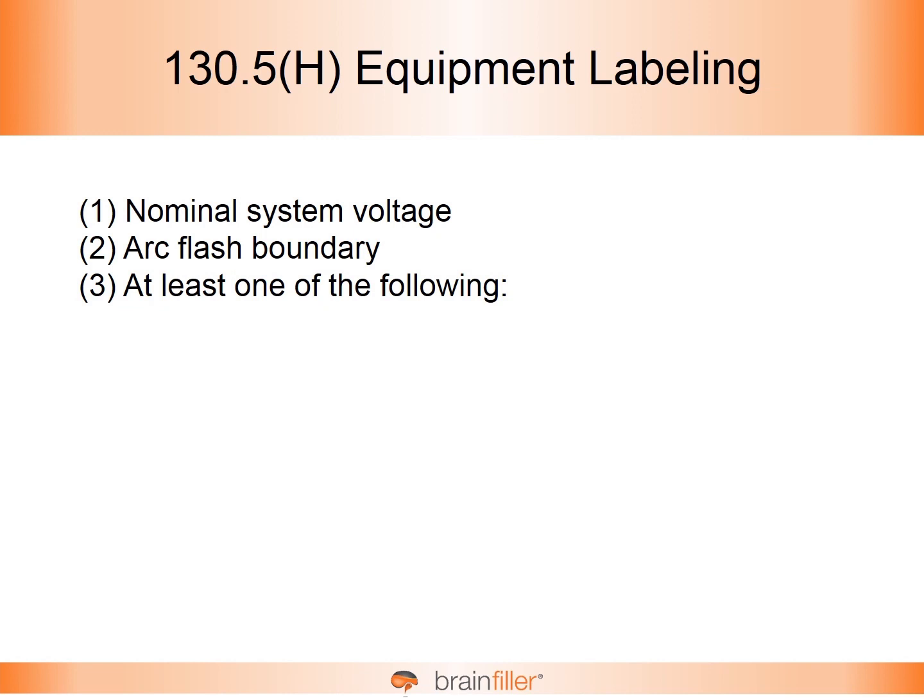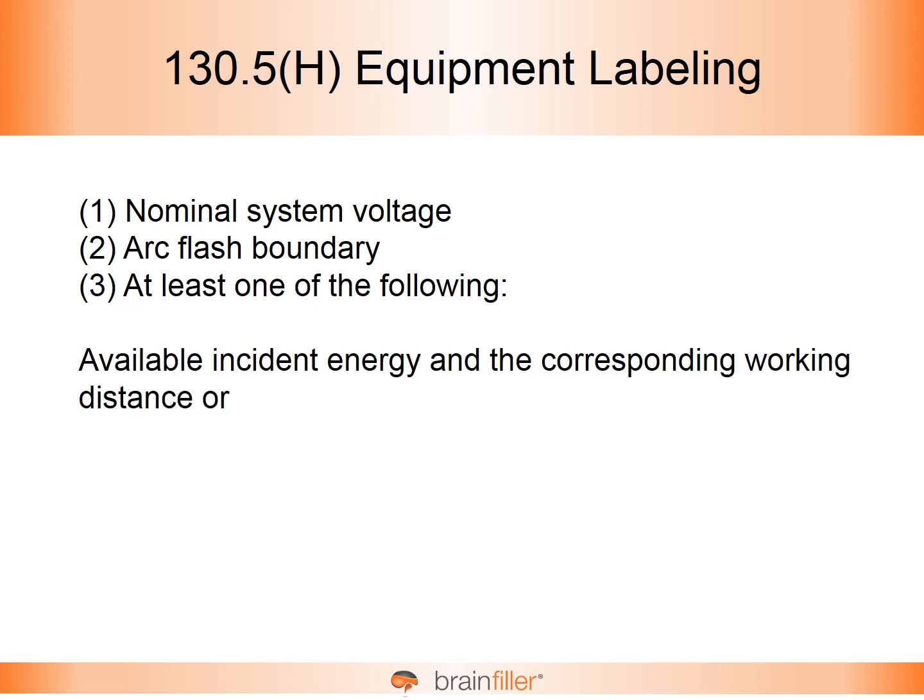130.5H, equipment labeling. There were a couple of changes made to 130.5H. I want to give a little bit of a review first, that for equipment labeling, what the minimum requirements are is you have the nominal system voltage, the arc flash boundary, and at least one of the following. And the first one is the available incident energy. That would be from incident energy calculations, as well as the corresponding working distance. Now, the reason the working distance is so important is incident energy varies with distance, and it has a little bit to do with the type of equipment as well.